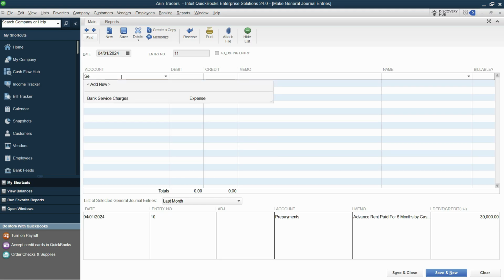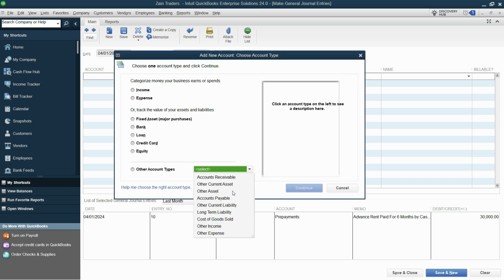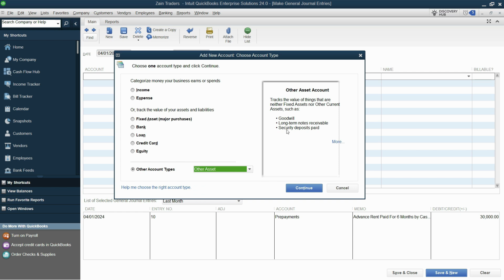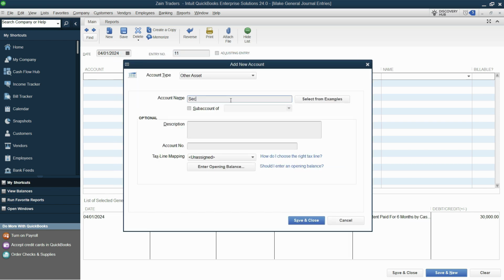So let's write here security deposit. We don't have the ledger, so we can directly click on add new. And from here, I'll choose the other asset. Here it says that security deposit paid will be considered as an other asset here. So that's perfect. Continue. And let's create a new ledger, security deposit.